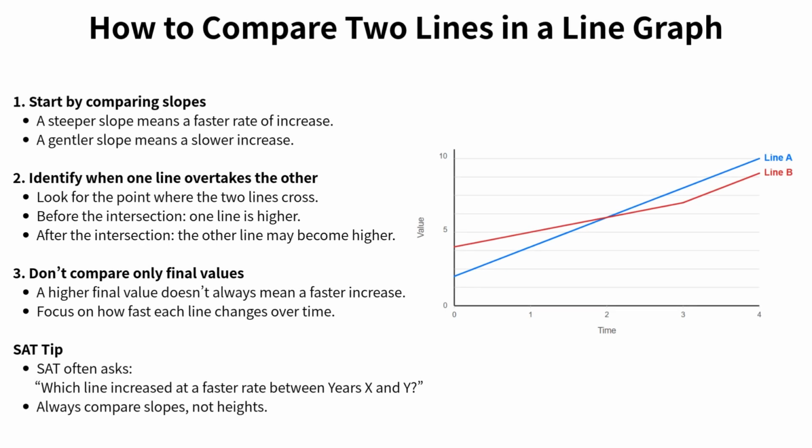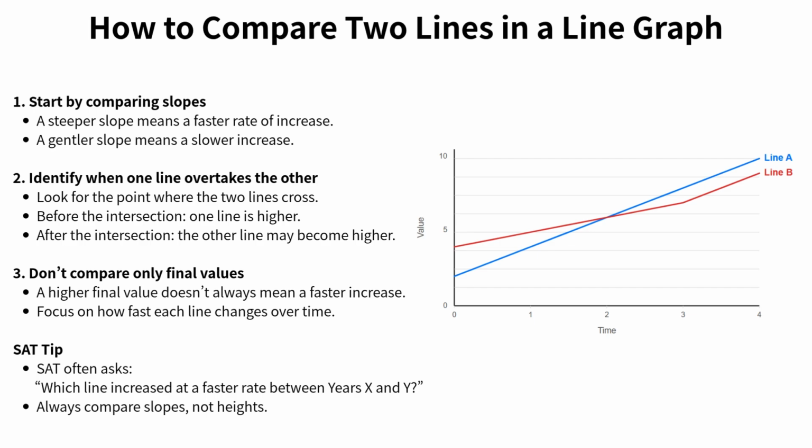Let's compare two lines in a line graph, line A in blue, and line B in red. When you compare two lines, the most important idea is the slope. A steeper slope means a faster rate of increase, while a gentler slope means a slower rate of change. In this example, line A starts lower than line B, but it rises much faster.